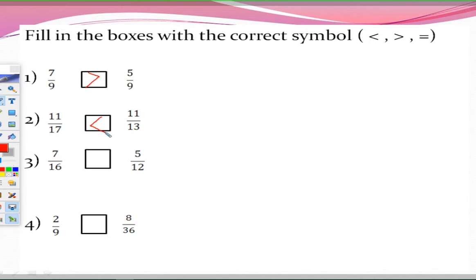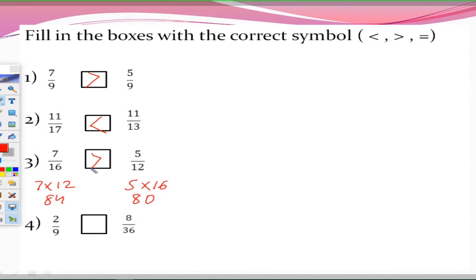Next you can see two fractions to be compared which are unlike. So what do we have to do here? Here we will be doing cross multiplication. 7 into 12 and 5 into 16. So 7 into 12 is equal to 84 and 5 into 16 is equal to 80. So which is greater? 7 by 16 is greater.